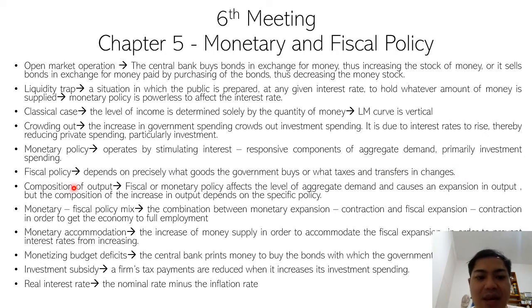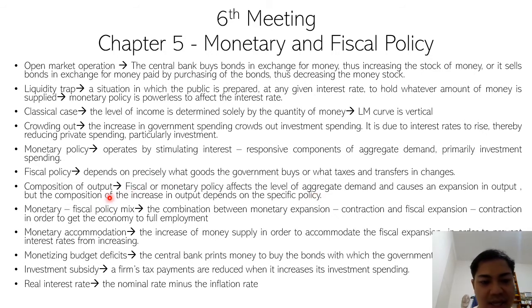And the composition of output: fiscal or monetary policy affects the level of aggregate demand and causes an expansion in output. But the composition of the increase in output depends on the specific policy. So the composition here refers to or depends on the combination of fiscal and monetary policy in action.